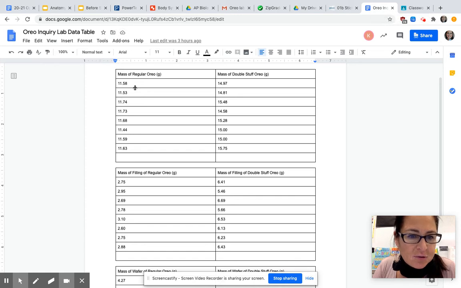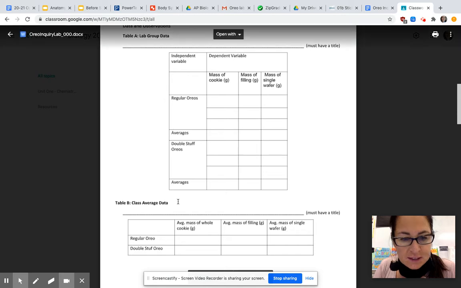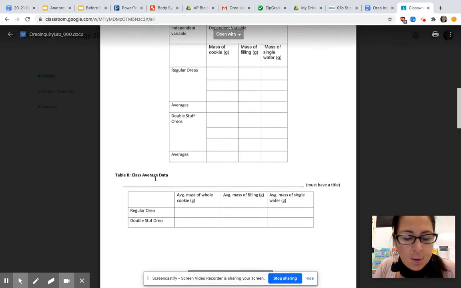This is the average from lots of different lab groups. So one lab group, this was what their average was, and here's a second lab group and their average. You can just put what we collected, and it would go into this last place. And what you're going to do with that is use it to fill in this chart down here, table B, where it's the average.